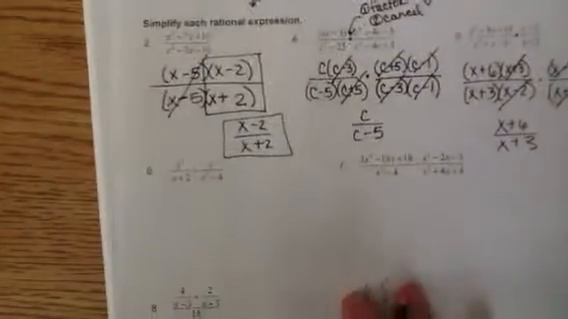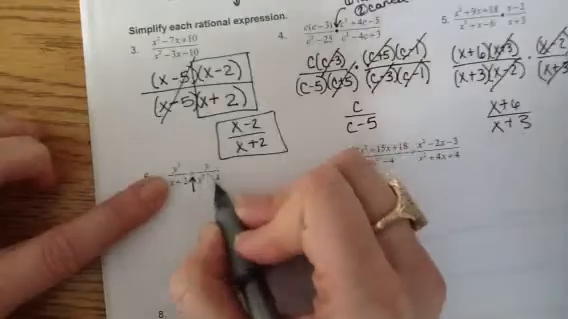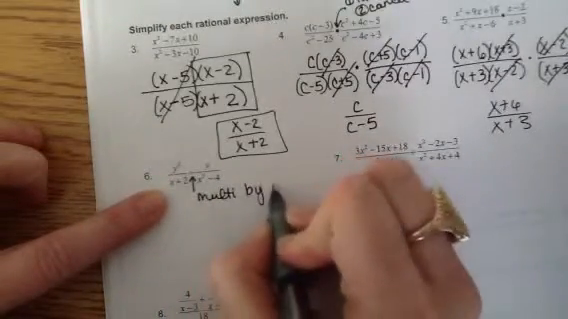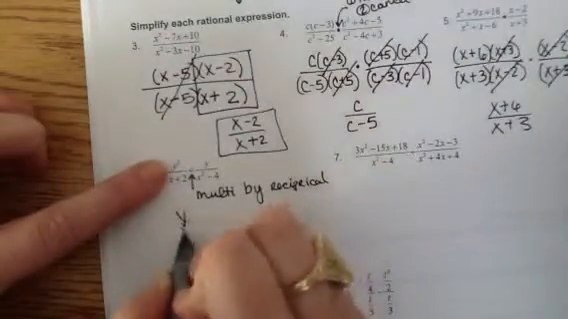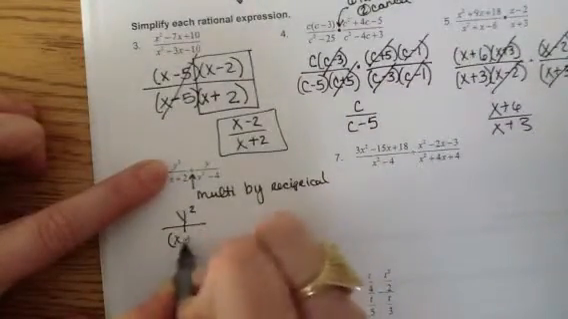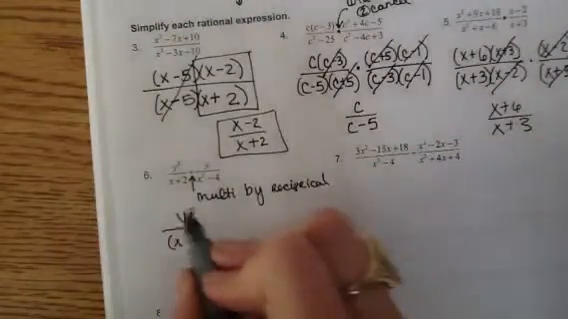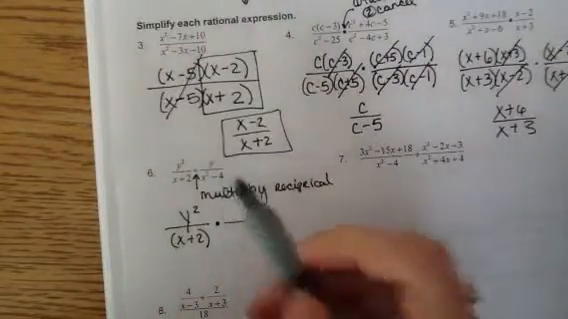Keep going. Division's a little different. When we do division, we want to multiply by the reciprocal. So the first fraction stays the same, not equation. Fraction stays the same, and I'm going to multiply by, and we want to flip this.